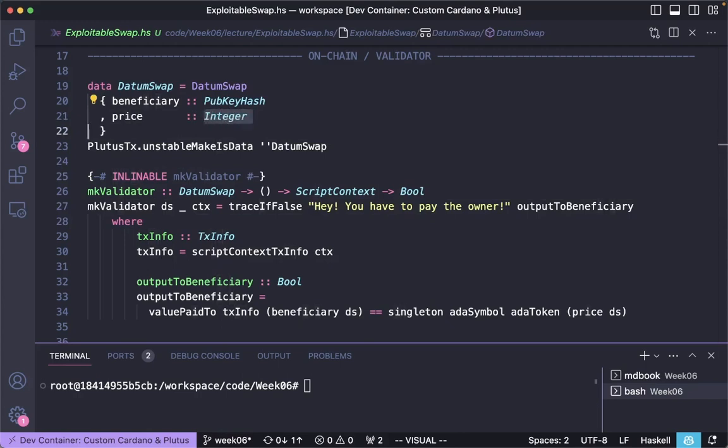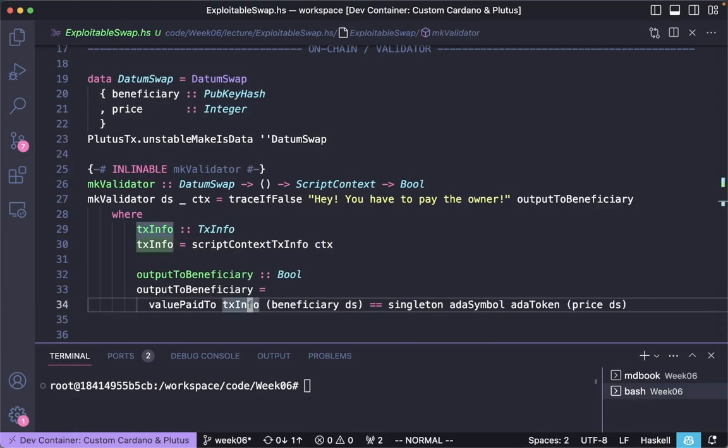We could create a more general value type, so you could get paid with tokens or NFTs, but in this case, we want to get ADA back. And that's it. The only thing we're doing here is to check that whoever consumes this output pays us whatever price we have in the datum.